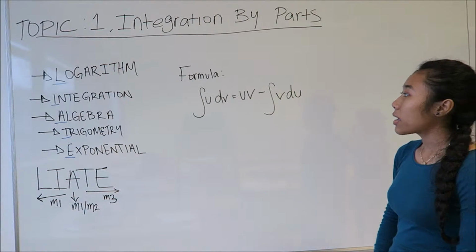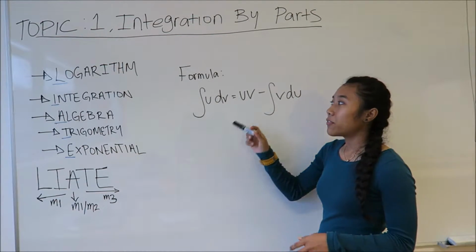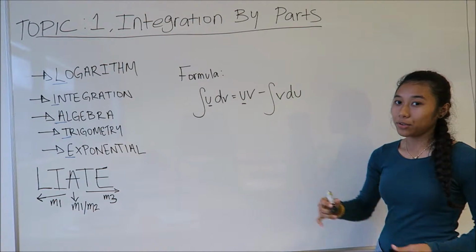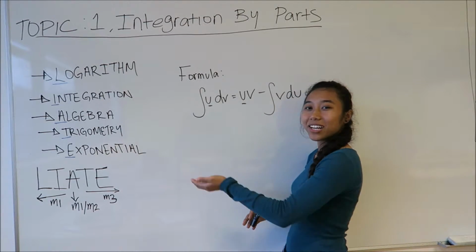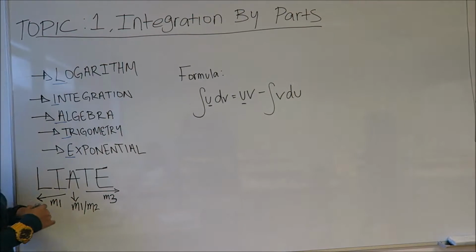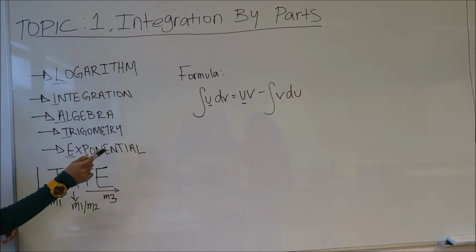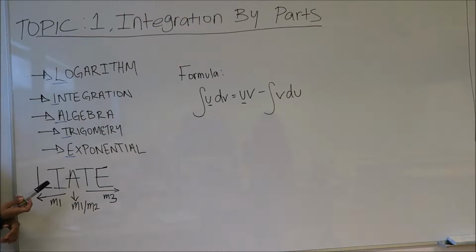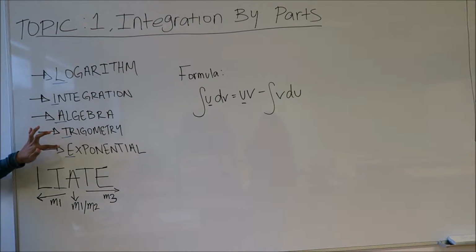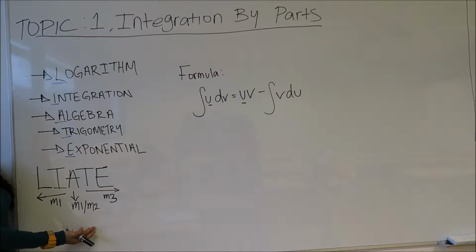So before you start doing any questions, you have to identify the u. So how do you identify the u? You have to look at this: logarithm, integration, algebra, trigonometry, and exponential. When we take all the first letters, L-I-A-T-E, we come up with this word right here, LIATE.